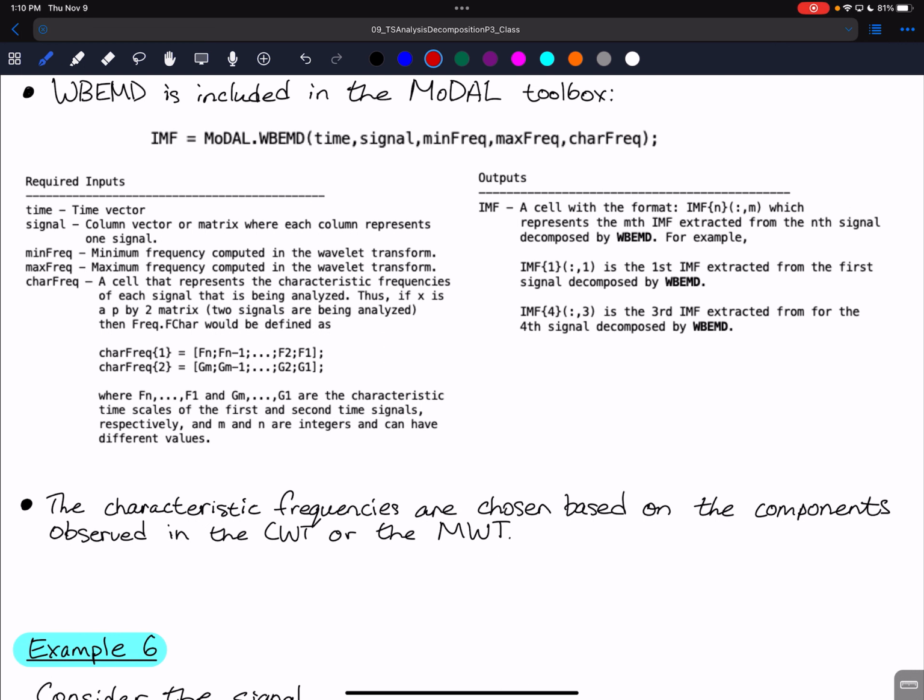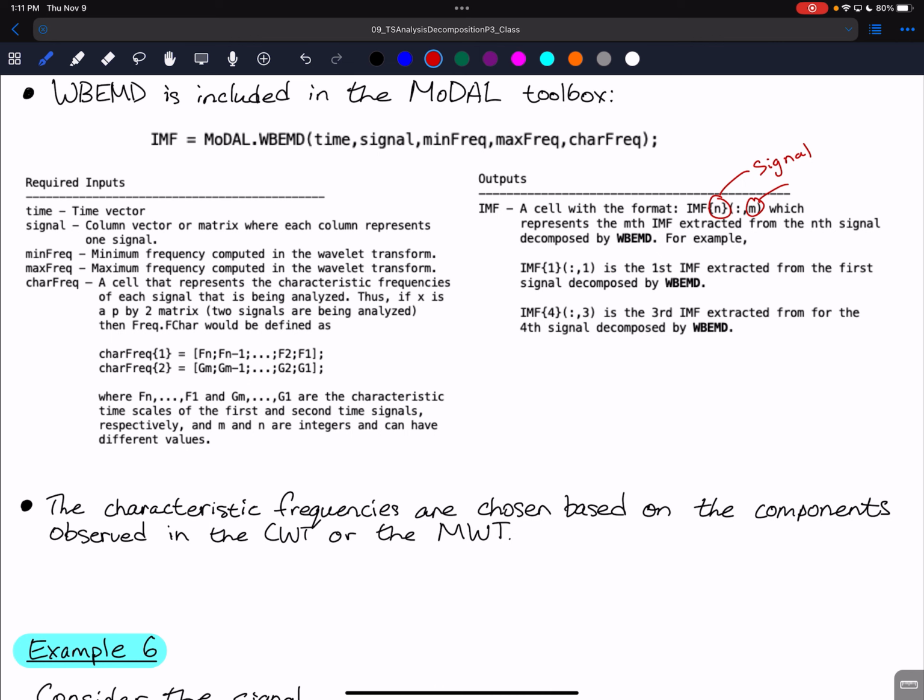And then what it outputs is a cell with all the IMFs. This can be done for multiple signals, so the value n here is your signal counter. So if you give it 3 signals, that will go up to 3, and then m is the number of components as well. One other thing I'll mention here is that each signal might have a different number of components that you want to extract, and you can define this characteristic frequency cell in a way that they don't have to be all of the same. You don't have to extract the same components out of each signal.